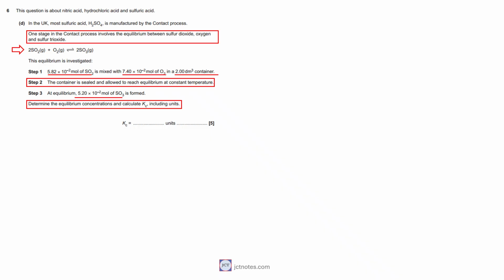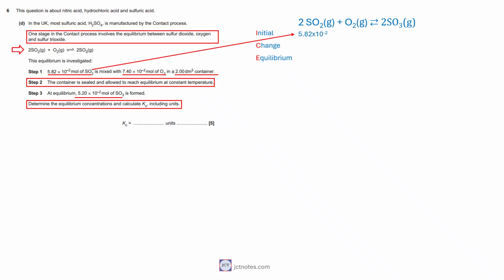To calculate the equilibrium concentrations, we first determine the number of moles present at equilibrium using an ICE table: initial, change, and equilibrium. Initially, we have 5.82 × 10^-2 moles of sulfur dioxide and 7.40 × 10^-2 moles of oxygen. There is no sulfur trioxide present initially, so its starting amount is 0. We are told that, at equilibrium, 5.20 × 10^-2 moles of sulfur trioxide have been formed. Therefore, the change in sulfur trioxide is plus 5.20 × 10^-2 moles.